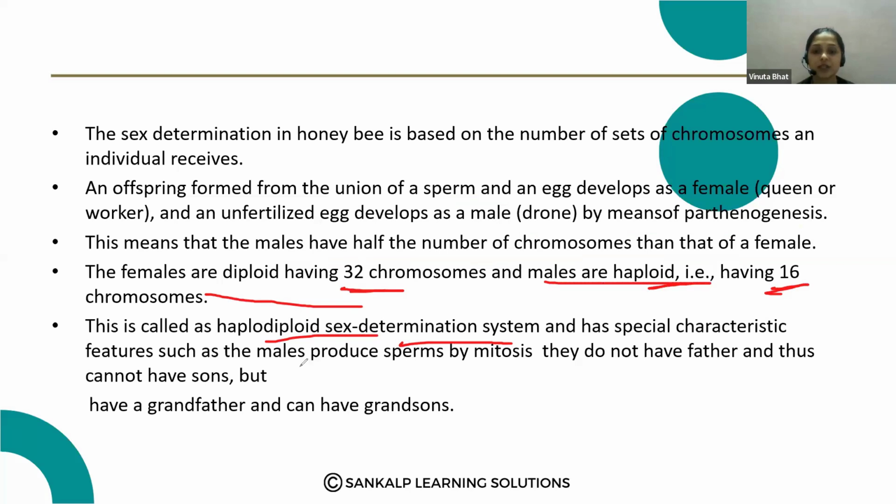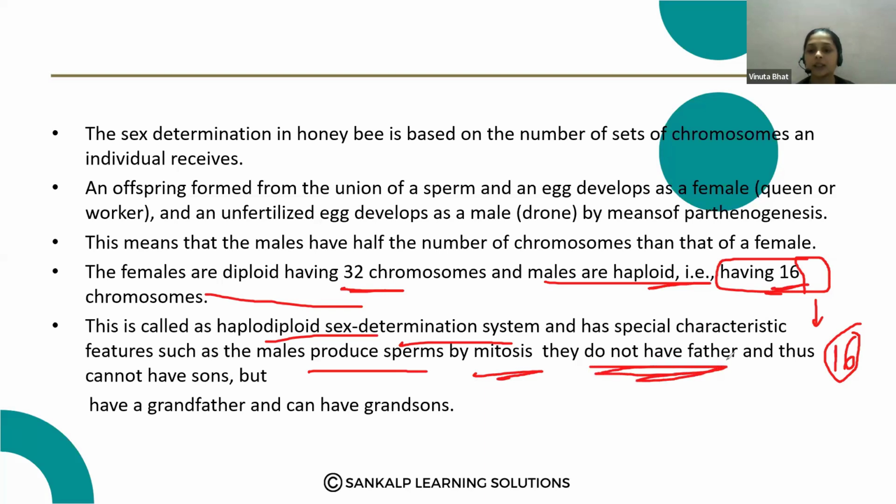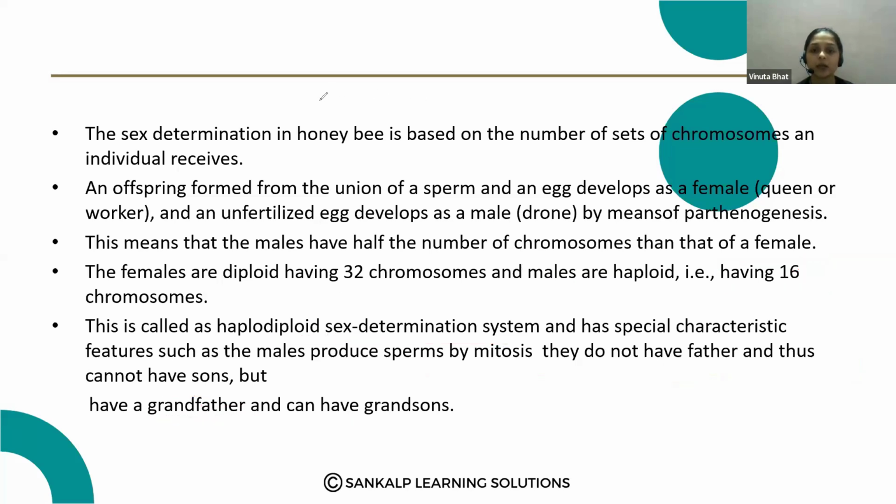This is a special type of sex determination. Here males produce sperms by mitosis. These males are haploid with 16 chromosomes, and they produce sperms by the mitosis process. They do not have a father, and thus cannot have sons. They will not have sons but have a grandfather and can have grandsons. Like that, haplodiploid sex determination is seen in the honeybee. Very important question.